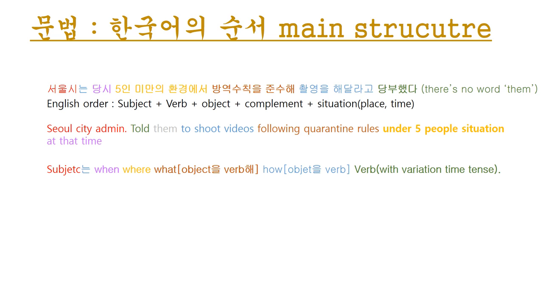English order is subject, verb, object, complement plus situation. I will translate this Korean sentence into English sentence. Then the English sentence may be like this: Seoul City Administration told them to shoot videos following quarantine rules on the 5 people situation at the time. I colored same meaning English word and Korean word into same color.